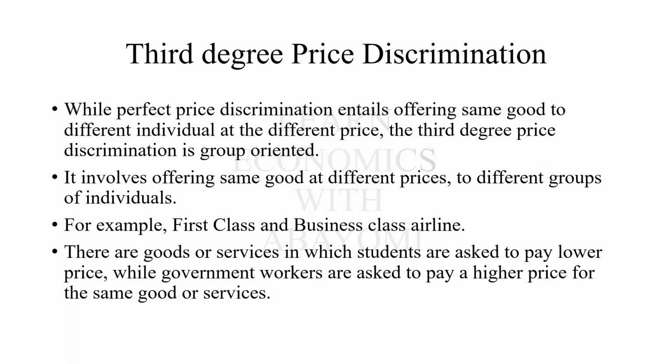For example, first class and business class airline. Now, this happens when you are trying to travel from a place and you board a plane. The price for first class is different from the price for the business class. They are in the same plane, but the prices are different. So that is third degree discrimination. And these are goods and services in which students are asked to pay a lower price, while government workers are asked to pay a higher price for the same goods or services.